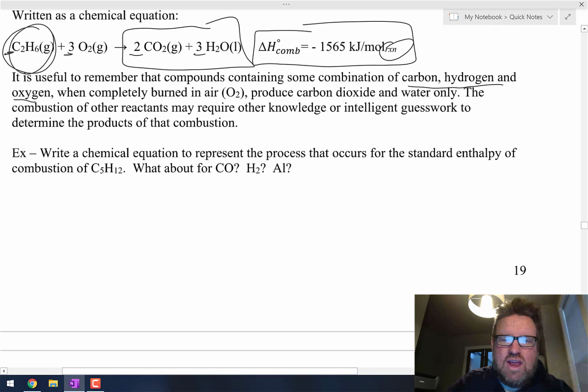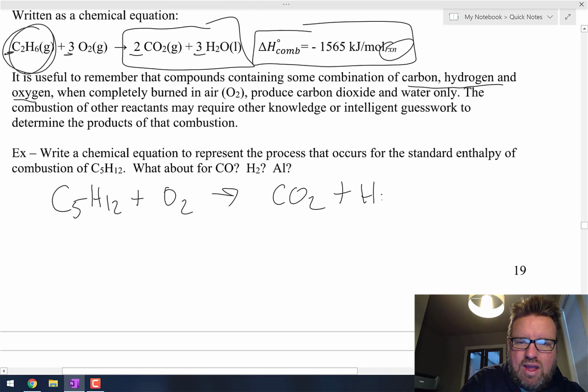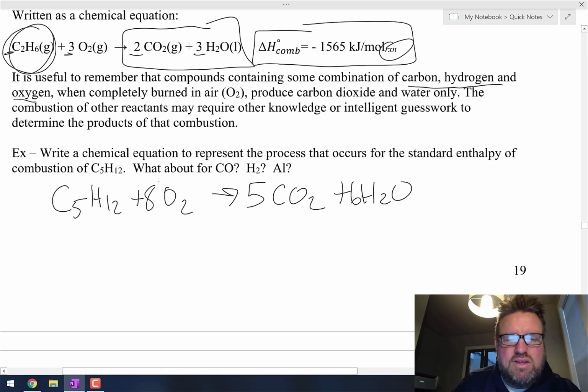So what do standard enthalpy of combustion reactions look like? Well, let's see, the combustion of C5H12 going to react with O2 and make CO2 and H2O. And then we could balance that, and we would say 5 CO2s, 6 H2Os, and 8 O2s. There's 16 oxygens on the right-hand side.